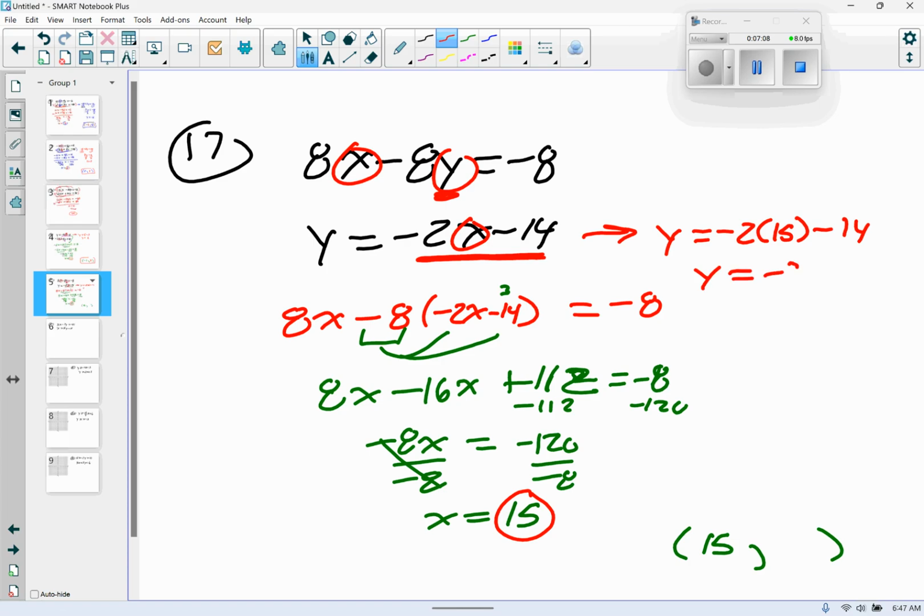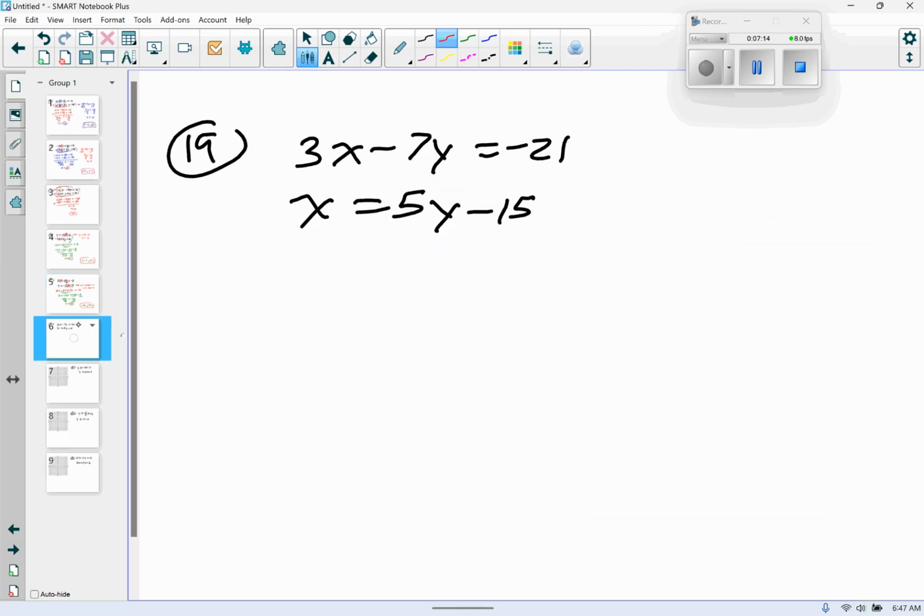So that's going to give me negative 30 minus 14. So that's going to give me negative 44. This one, x is equal to this. So I'm going to replace this x. So on my top equation, I'll leave a space. Plug in 5y minus 15. That's where x used to live.